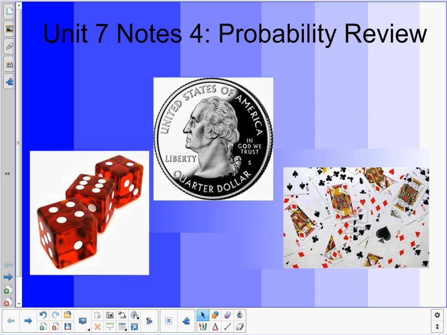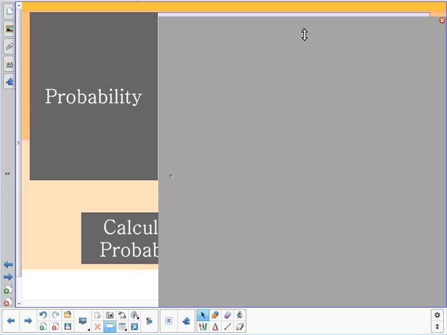Today we're talking about probability. So we're calculating basic probabilities as our learning target for today. Let's just review what probability actually is.